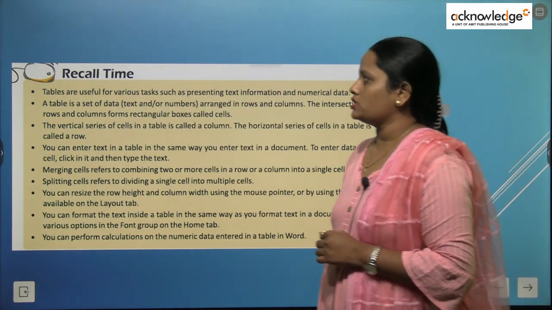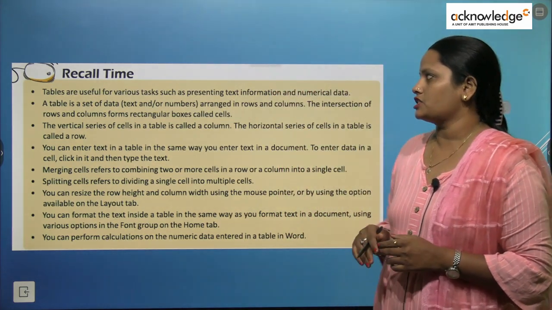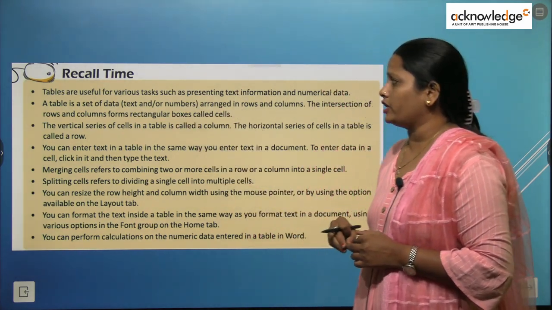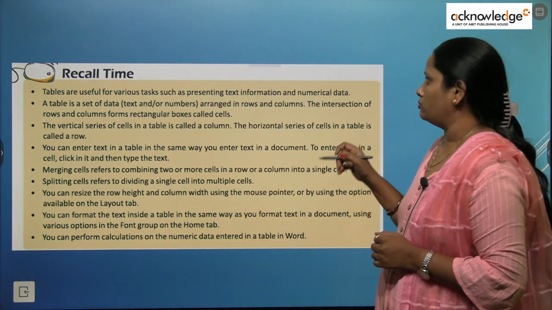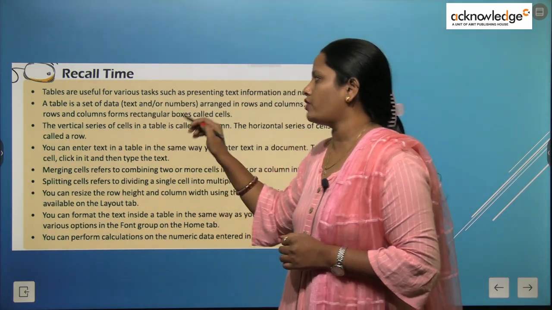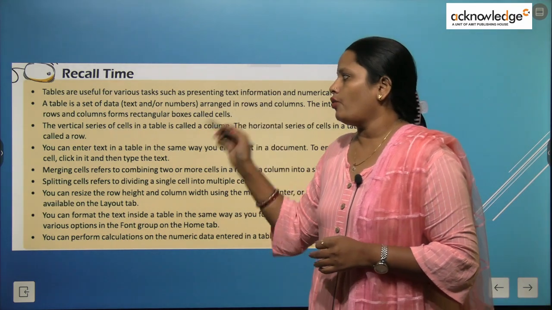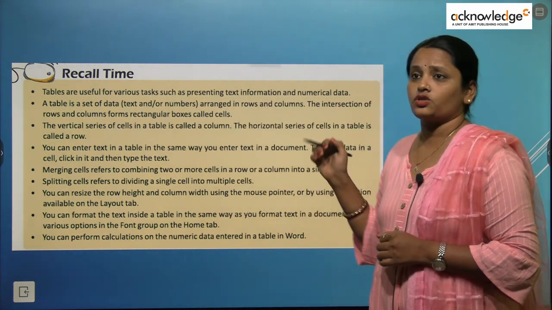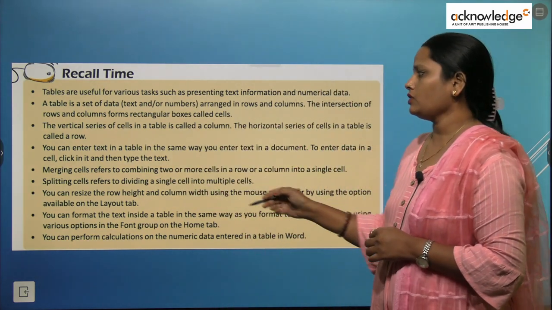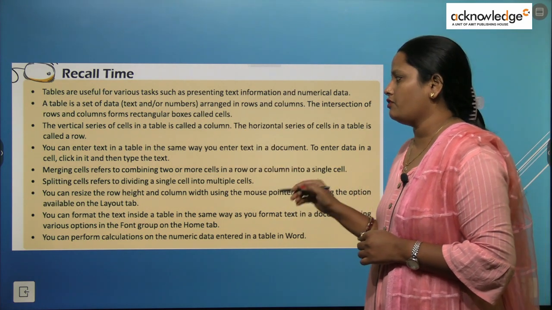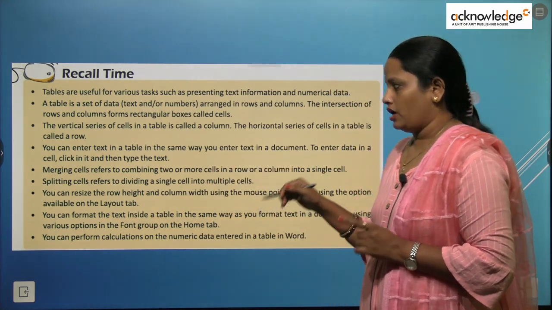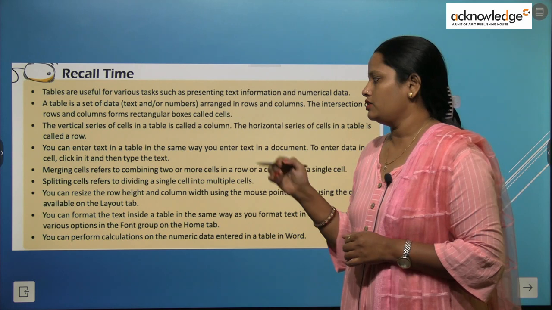Now, quickly come to the recall time. Tables are useful for various tasks such as presenting text information and numerical data. A table is a set of data arranged in rows and columns. The intersection of rows and columns forms rectangular boxes called cells. A vertical series of cells in a table is called a column. The horizontal series in a table is called a row. You can enter text in a table in the same way you enter text in a document. To enter data in a cell, click in it and then type the text.